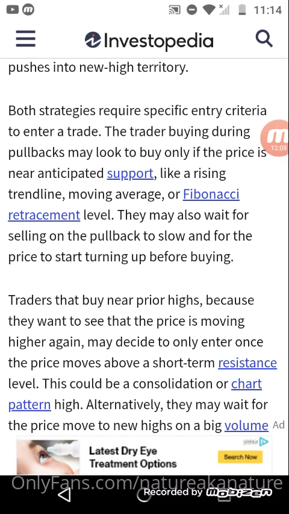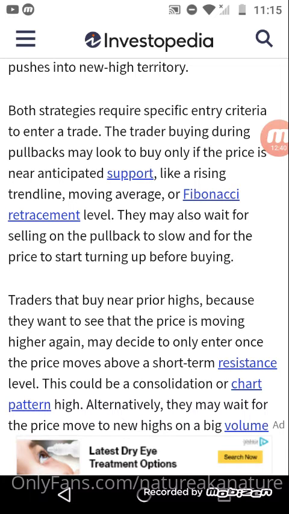But both strategies require specific entry criteria to enter a trade. You have to put everything together, like I said. So traders buying during a pullback may look to buy only if price is near anticipated support. So price is going to pull back to the support level. It's always going to pull back to the anticipated support level. Okay, this is why we got to understand price action and understand what price wants to actually pull back to. So I'm going to show y'all about price action.